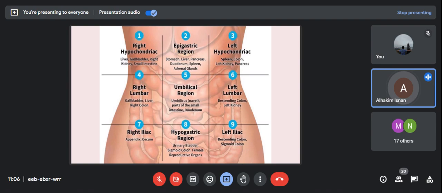Here are the nine regions of the abdomen, which give us an image to work with if the patient presents saying there is pain at a certain region. This diagram can show the related organs on that side. Okay, next.